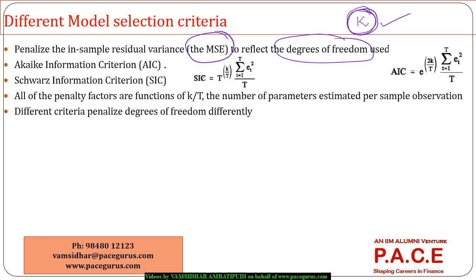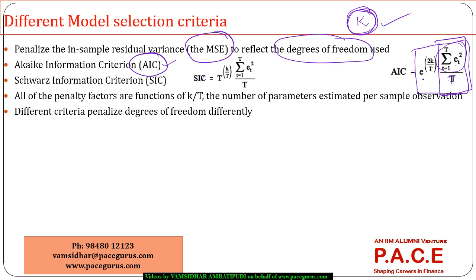For that, we have one more thing called the Akaike Information Criteria, AIC, which is again a kind of error. If you look at it, this is the squared error divided by t, which is the average squared error, the mean squared error. So this part is the mean squared error.